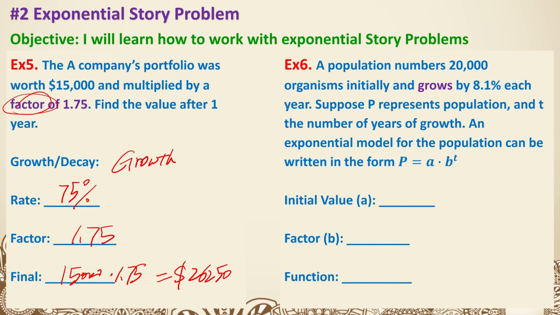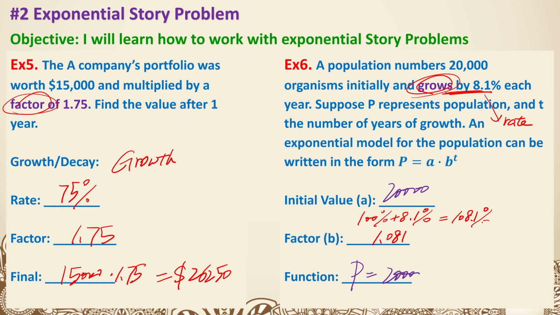Example 6. A population of 20,000 initially grows by 8.1%. That is going to be our rate, 8.1%, which makes our factor 100% plus the 8.1%, which makes it 108.1%. So the factor is 1.081. Initial value, well, it started with 20,000. So our function is p equals 20,000 times 1.081 to the t power. There you go. Now you can see how it transforms into an exponential function.